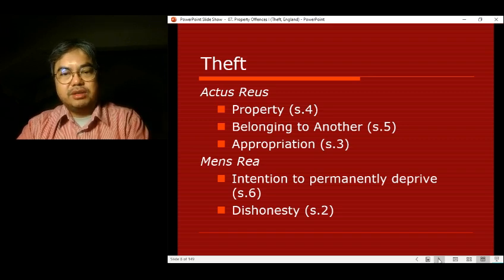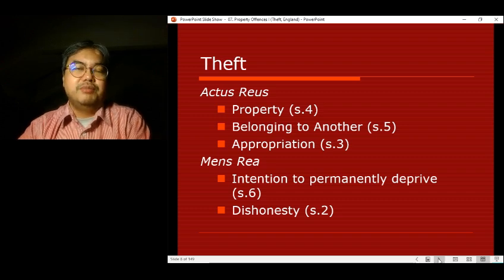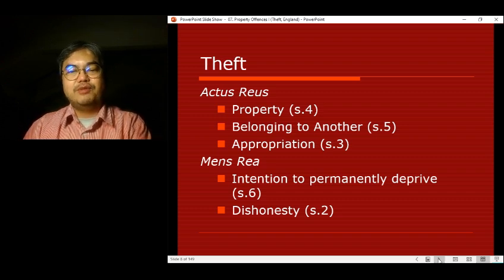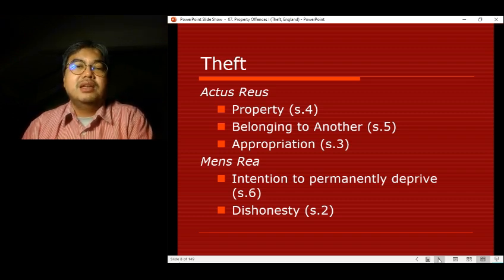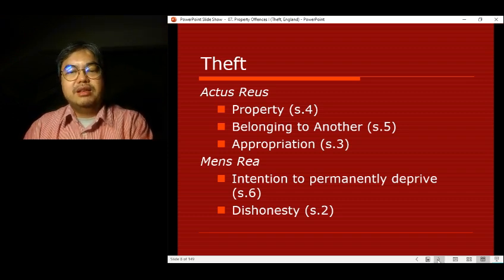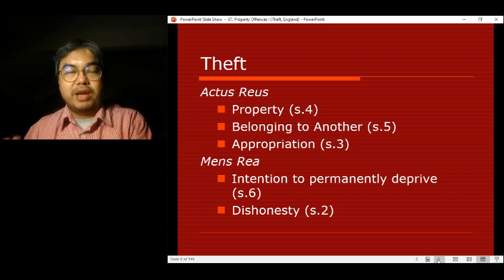So instead of going from appropriation, let's look at property and belonging to another first. A bit more straightforward, a bit easier. Then we go to the interesting and challenging part. So let's start off with what amounts to property under the Theft Act. Basically, we are talking about what you can steal. What is the subject matter of the theft?